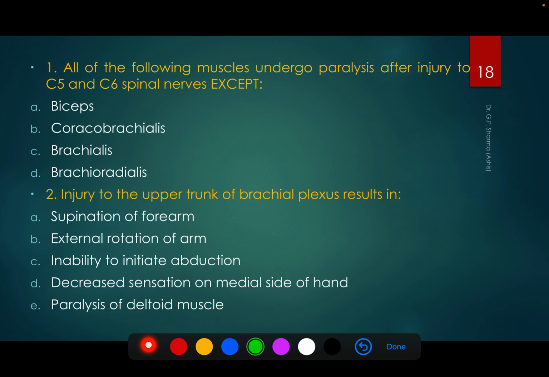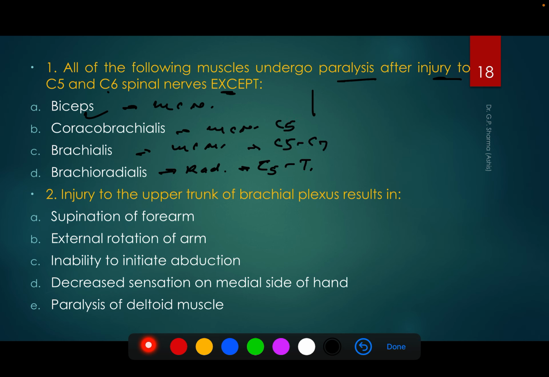So by the way, we finished the Erb's palsy and then the Klumpke's palsy. Now let's solve some of the questions very quickly. All of the following muscles undergo paralysis after injury to the C5 and C6 spinal nerves except: C5 and C6 means what? Biceps is supplied by the musculocutaneous nerve. Coracobrachialis, musculocutaneous nerve. Brachialis, musculocutaneous nerve. Brachioradialis, that is a radial nerve. Radial nerve root value is C5 to T1. Musculocutaneous is C5 to C7, right?